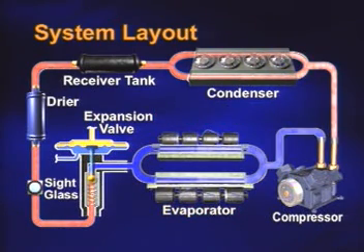In addition, a receiver tank, a dryer, sight glass, condenser fan, evaporator blower, and so forth are installed for the roof-on air conditioning system.